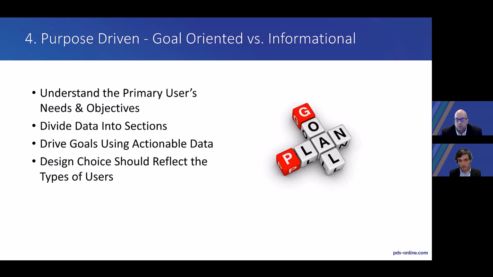But we can also drive goals using actionable data. So tools like benchmarks are a perfect example of this. They give us an overall objective to strive for, and they can help drive organizational change. Finally, design choices should reflect users. Different subject matters are going to have their own unique design approach. If you're looking at AR aging, it wouldn't make sense to use a line chart because we're looking at present metrics instead of trends over time.